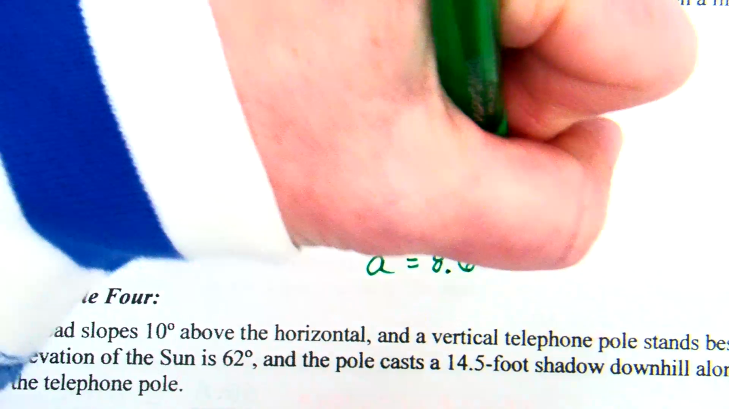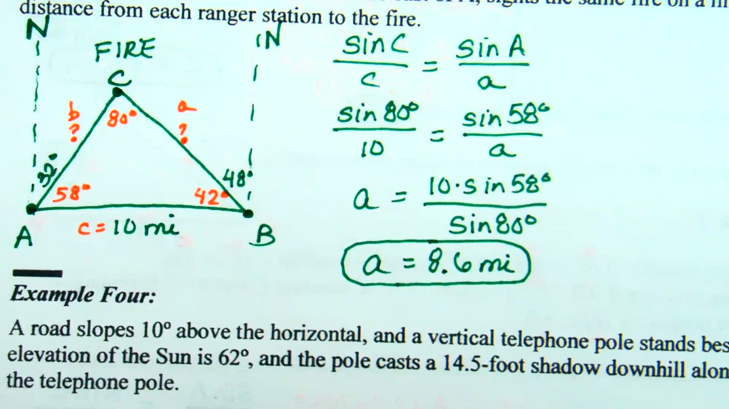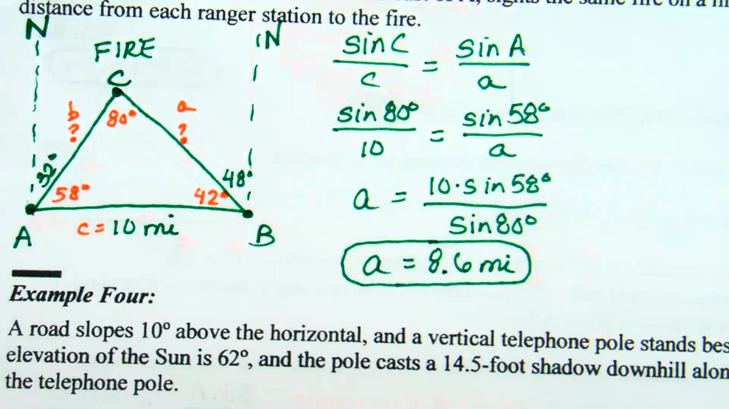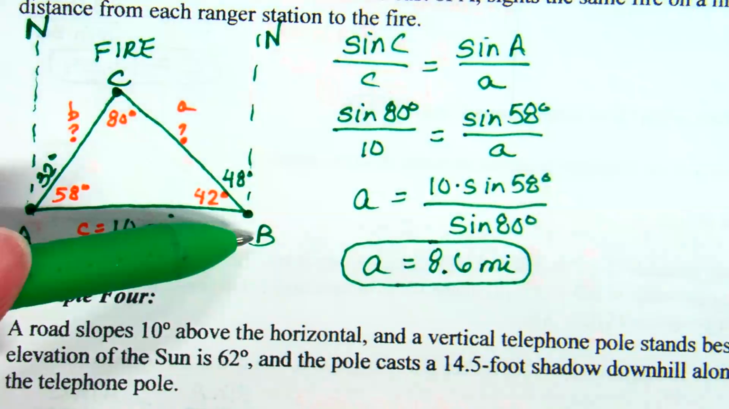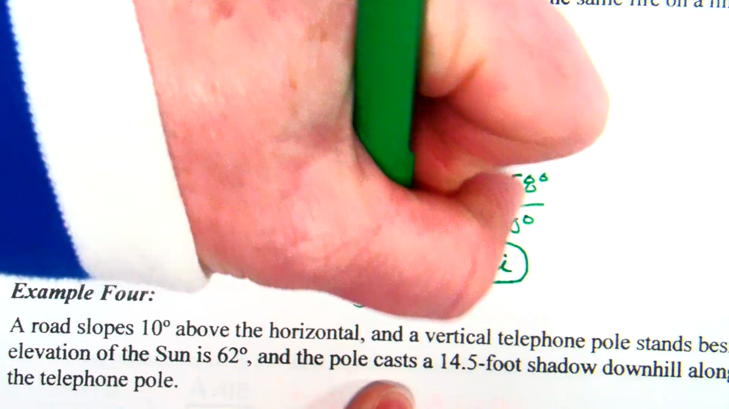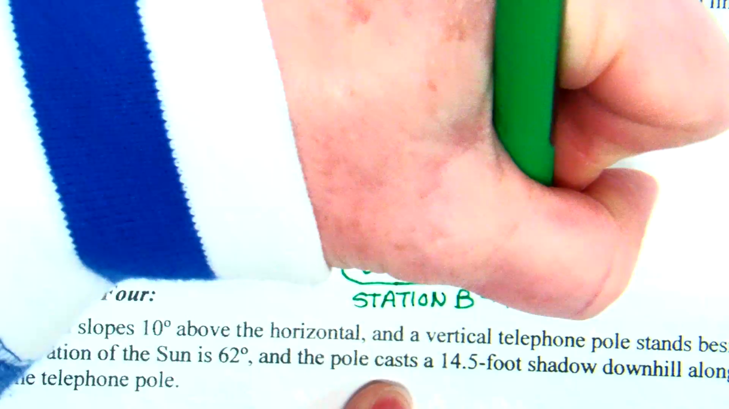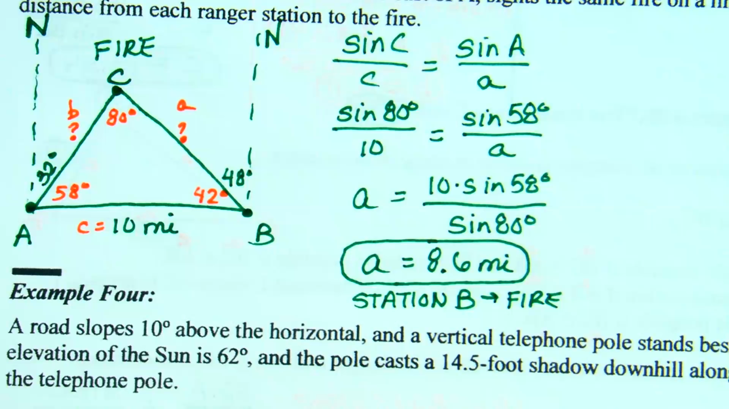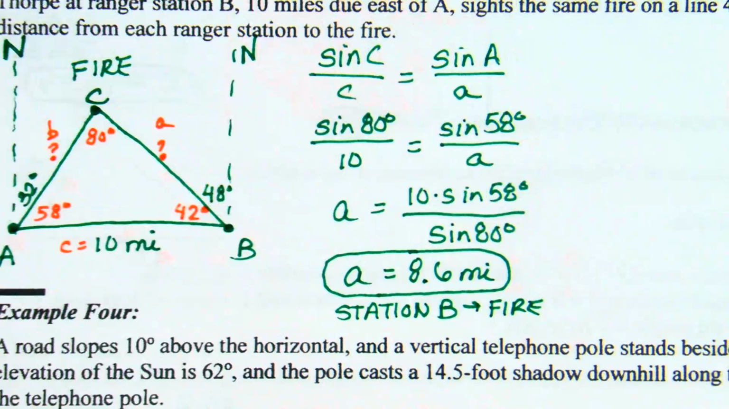So A is 8.6. 8.6 what? Miles. Be a good math student. It's a word problem. And what is this side A? It's the distance from Ranger Station B to the fire, yes? So this is the distance from Station B to the fire.